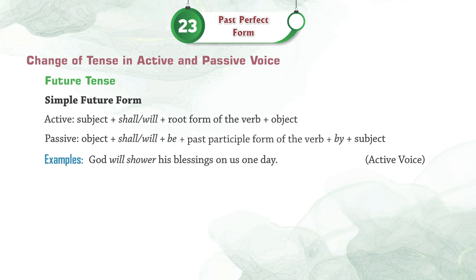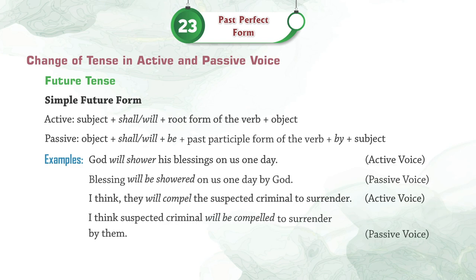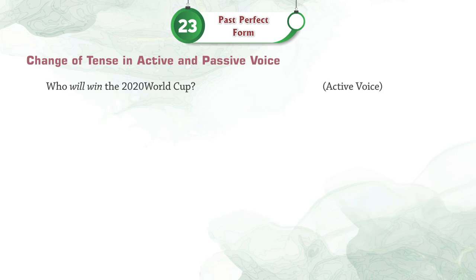Examples: Active voice: God will shower His blessings on us one day. Passive voice: Blessings will be showered on us one day by God. Active voice: I think they will compel the suspected criminal to surrender. Passive voice: I think the suspected criminal will be compelled to surrender by them. Active voice: Who will win the 2020 World Cup? Passive voice: By whom will the 2020 World Cup be won?